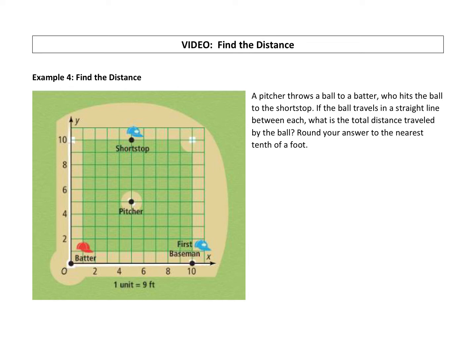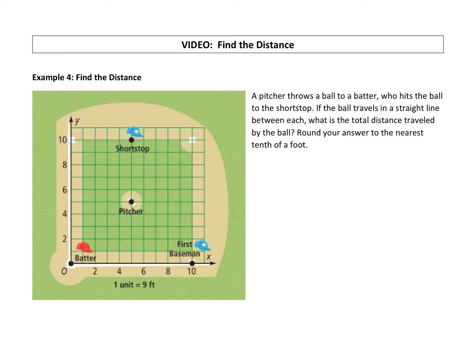All right, our last example, this is for all you baseball players out there. A pitcher throws the ball to the batter. So we've got our pitcher, threw the ball to the batter, and then the batter hits the ball to the shortstop. If the ball travels in a straight line between each, what is the total distance traveled by the ball? Round your answers to the nearest tenth of a foot.